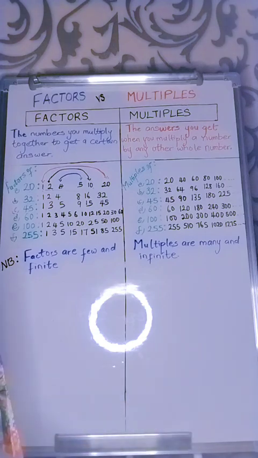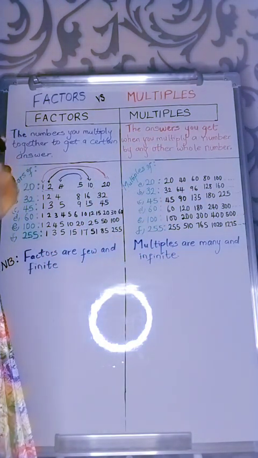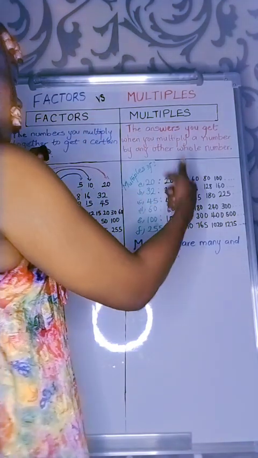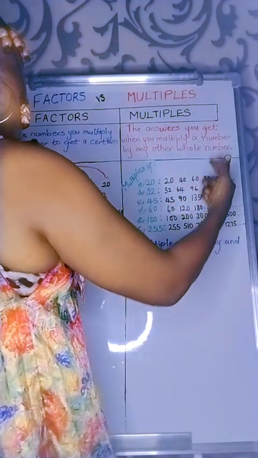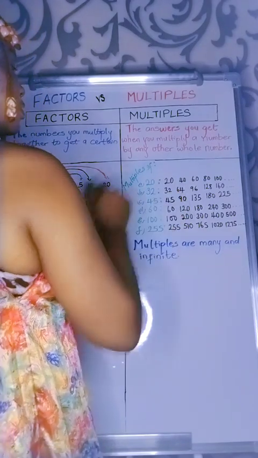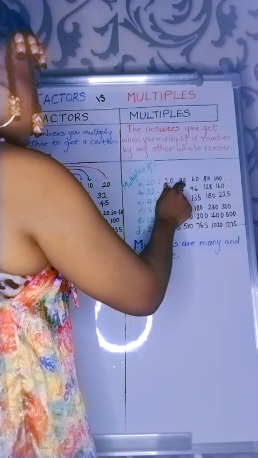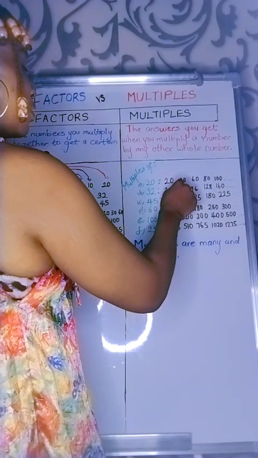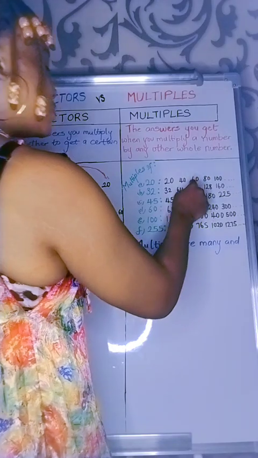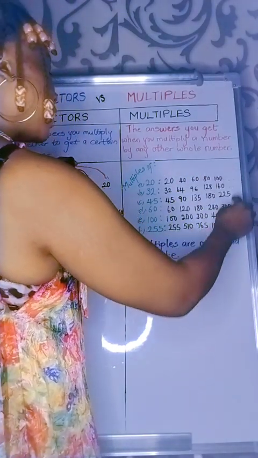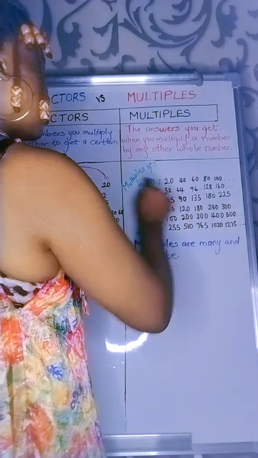Do you understand? Now the multiples of 20: like I explained, we keep adding 20 to each product. 20 plus 20 is going to give you 40. 40 plus 20 is 60. 60 plus 20, 80. So these numbers that you are getting are what we call the multiples.